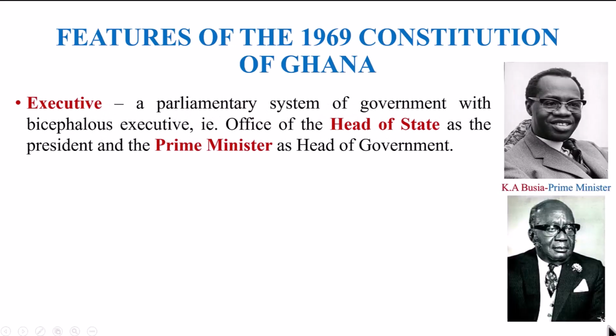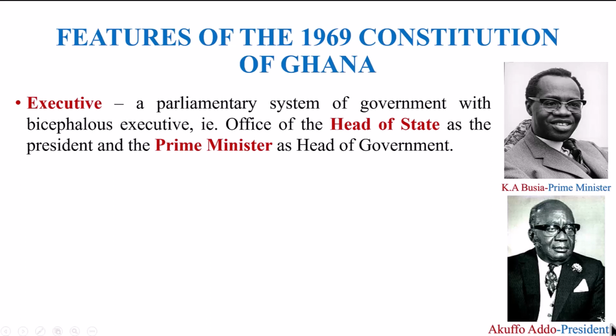The first one has to do with the executive. The Constitution provided for the executive arm of government. The 1969 Second Republican Constitution of Ghana established a parliamentary system of government with a bicephalous executive. Bicephalous executive means that we are going to have two offices in the executive, unlike the 1992 Constitution as we know it today, which establishes a monocephalous executive, one person who serves as the head of government and also president of the country. There is a video on that that you can also check.